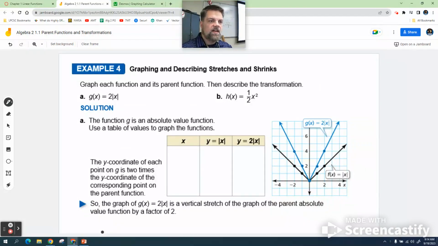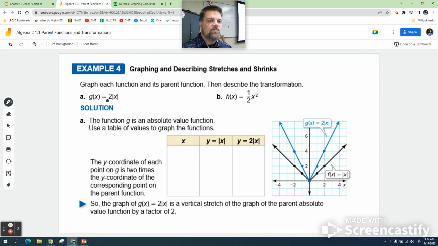So for example number 4, and I'm going to zoom in a little bit. Can you guys see that in the back like that? Is that okay? Or do I need to zoom in? Anybody need it zoomed in? Okay, if you don't need it zoomed in, never mind.